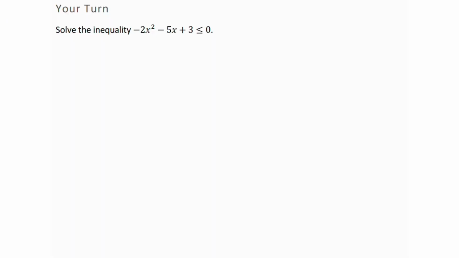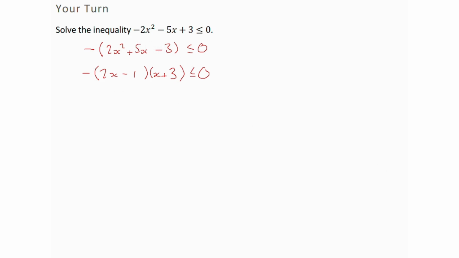Solve the inequality minus 2x squared minus 5x plus 3 is less than or equal to 0. If I was going to factorize this, maybe the first thing I'd do would be to take out that negative. And then this is going to factorize, less than or equal to 0. 2 times 3 would give me 6x, minus 1 would give me the 5x.